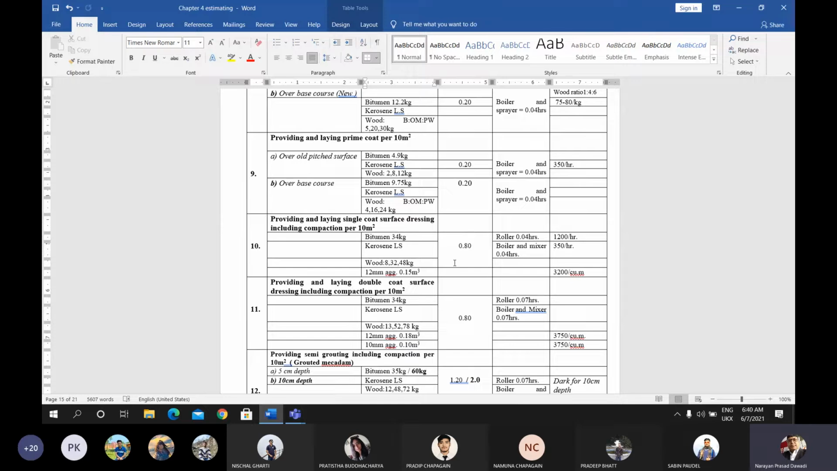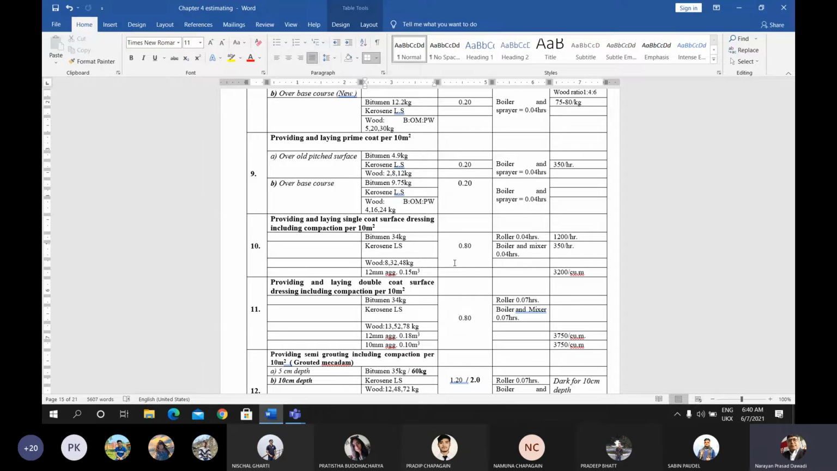Okay. For providing single coat surface dressing, this is done with the help of bitumen and stone aggregate. First of all, this may be done in two ways. You can mix the stone aggregate and the bitumen when the bitumen is heated and the stone aggregate is cool. At that time, that is called the cold mix.